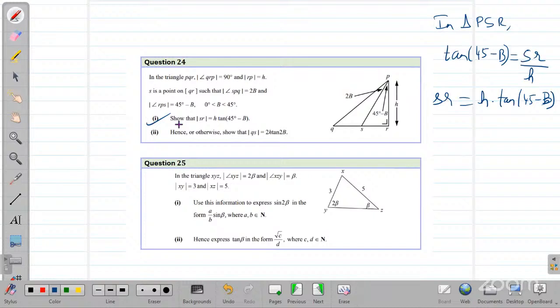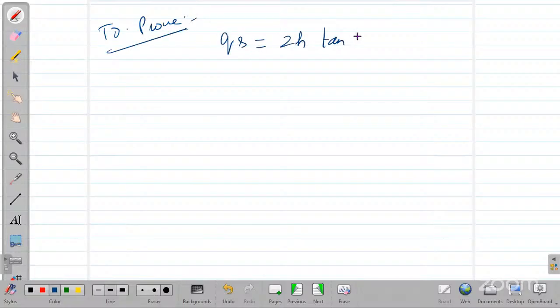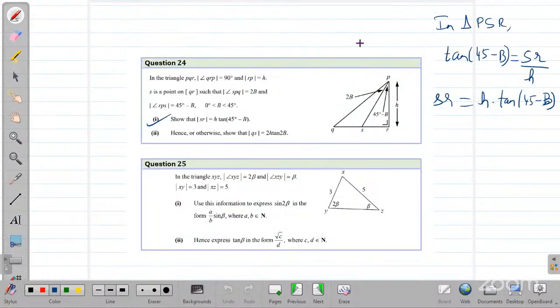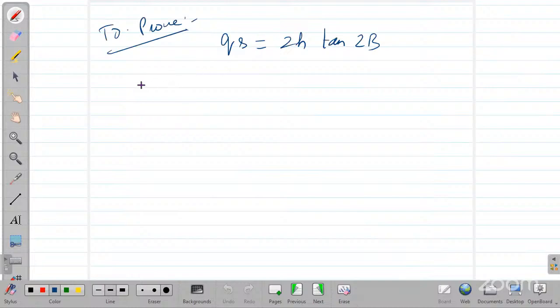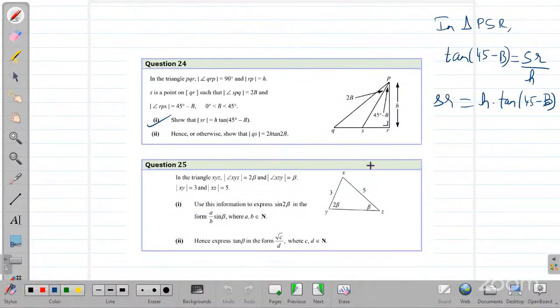Okay. Coming to the next part, hence or otherwise show that length QS is equal to 2H tan 2B. So to prove QS is equal to 2H tan 2B, what is QS? Now QR is total. So QS can be written as QR minus SR. I'll start with QS. QS is equal to QR minus SR. SR value we already know. Now I just have to substitute the QR value.